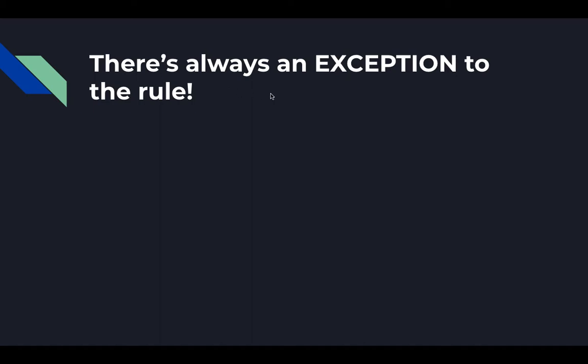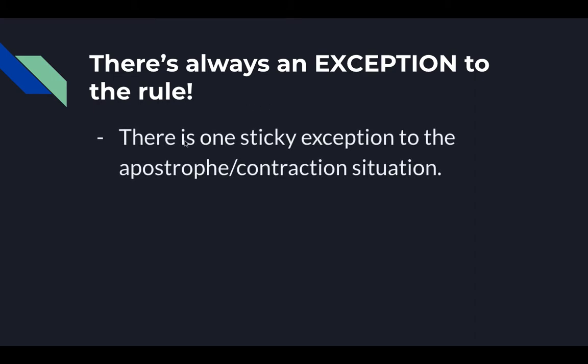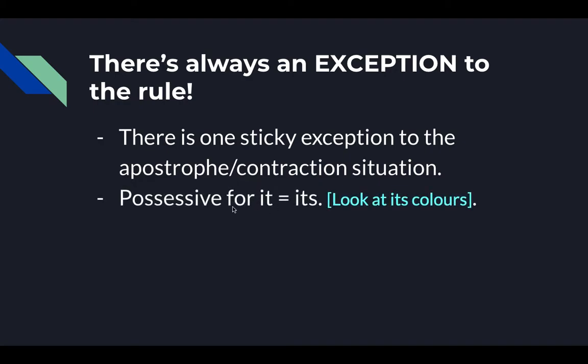So there's always an exception to the rule, right? And we need to know the exceptions so that they don't cause us to make mistakes. So there's one sticky exception to the apostrophe / contraction situation, and it comes down to this example of it, right? So the possessive for it is just going to be its. Now you'll notice that the thing that's different here is we don't have that apostrophe marker here, right? So here's an example sentence, right? Look at its colors.